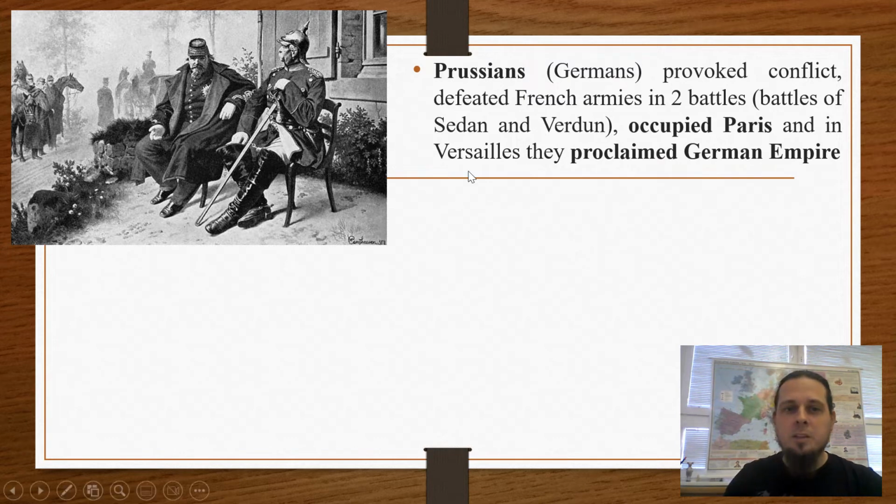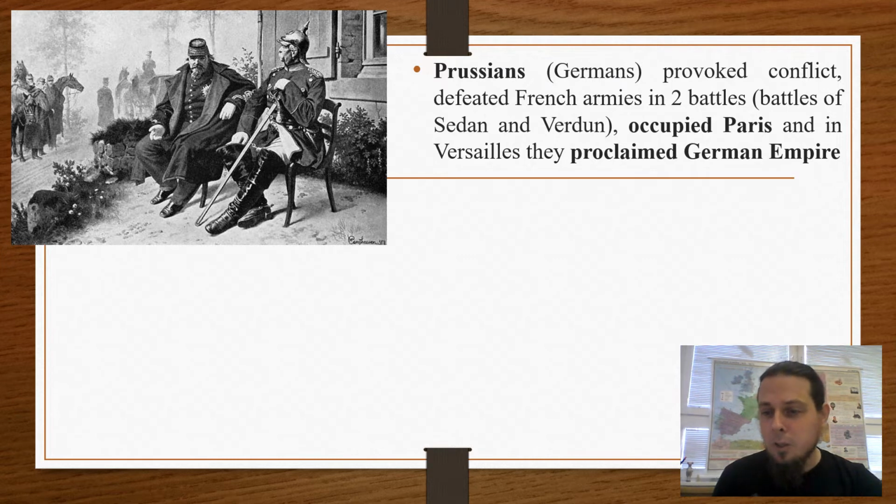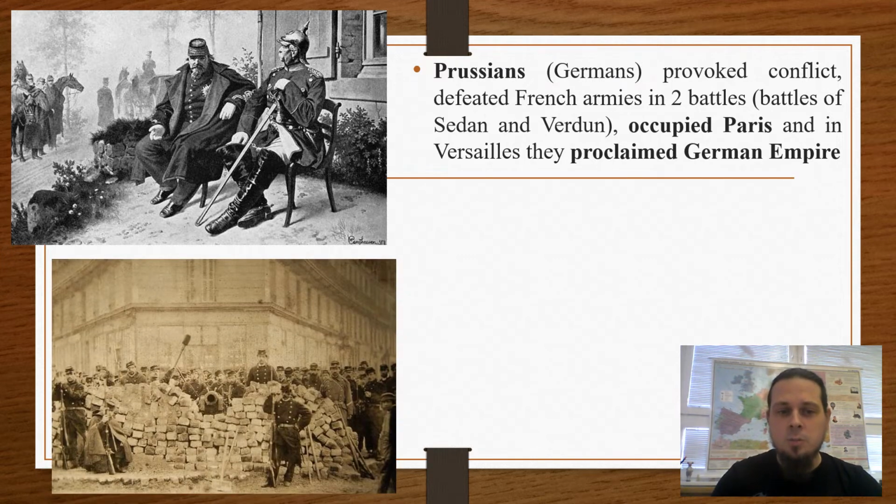They provoked the conflict against France with a fake telegram being sent and misinterpreting the words in there. Only in 2 battles after the Germans invaded these lands, you will see more of the maps in there, at the Battle of Sedan and Battle of Verdun, where in almost every major war the French army is fighting near Verdun, this fortress from the 30 Years' War. For a short time, Prussians, now Germans, occupied Paris, but they moved further on to Versailles, near Paris, in which, in the mirror hall, they proclaimed the German Empire.